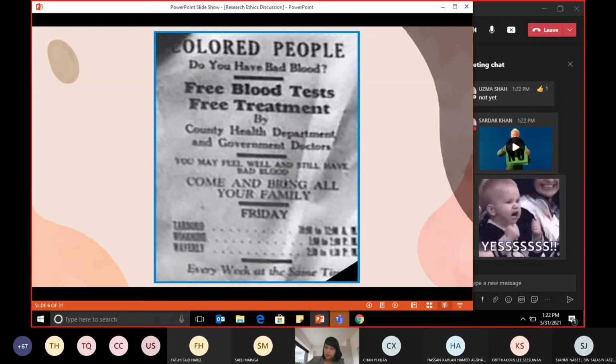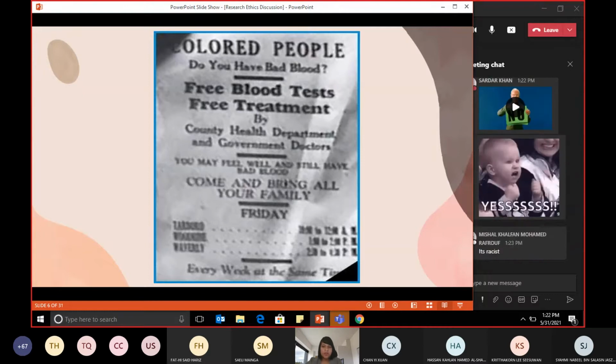So, when you read this content, what do you think about the keyword here? What is wrong? Do you think it is wrong to distribute this kind of flyer or poster that focuses on something that is not appropriate? What is wrong with this poster?